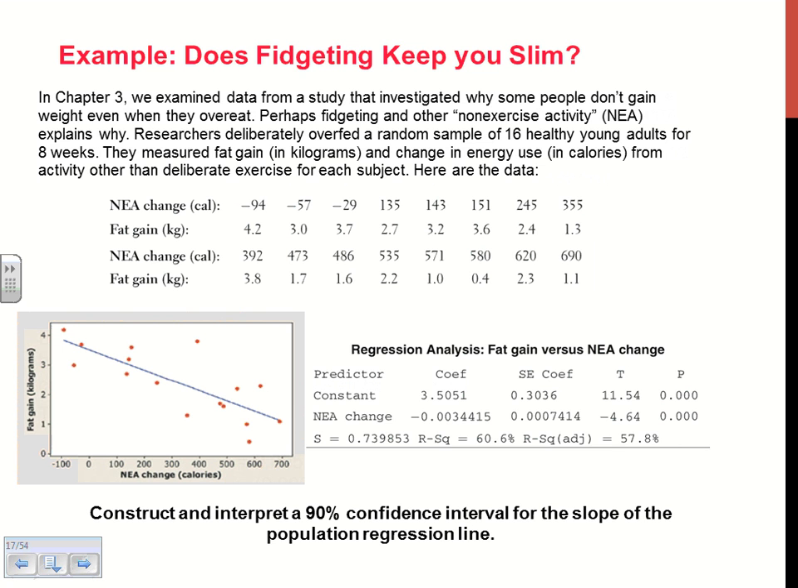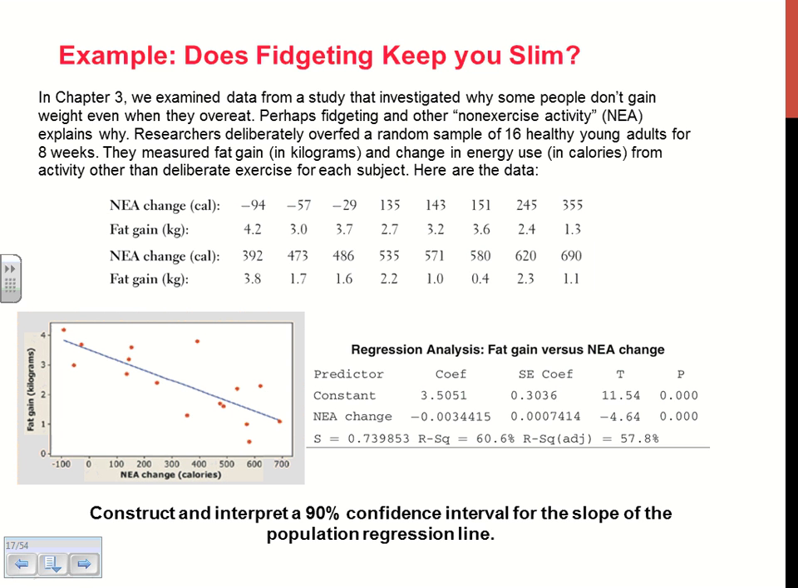All right, so let's try this one. In Module 3, we examined data from a study that investigated why some people don't gain weight even when they overeat. Perhaps fidgeting and other non-exercise activity explains why. Researchers deliberately overfed a random sample of 16 healthy young adults for 8 weeks. They measured fat gain in kilograms and change in energy use in calories from activity other than deliberate exercise for each subject. Here are the data. Construct and interpret a 90% confidence interval for the slope of the population regression line.